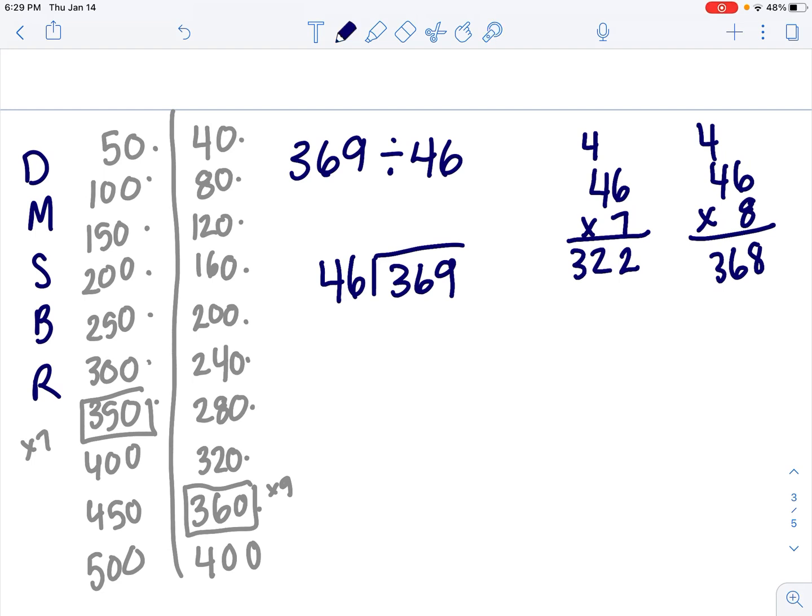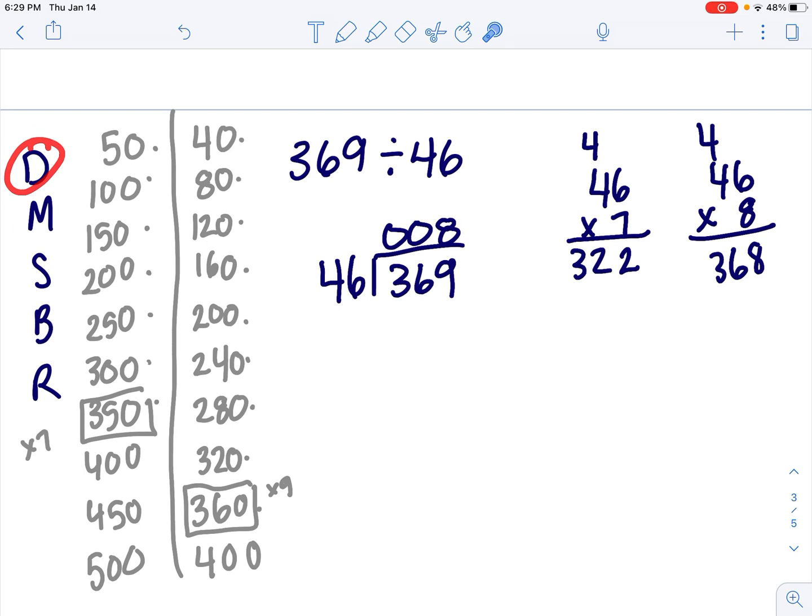So we go back to our original problem. And we say 46 times what gets me close to 3? Well, 46 is bigger than 3, so we need a 0 above the 3. 46 is also bigger than 36, so we need a 0 above that 6. So now we're saying 46 times what gets us close to 369 without going over? That was 46 times 8. We'll put that 8 right above the 9 here.